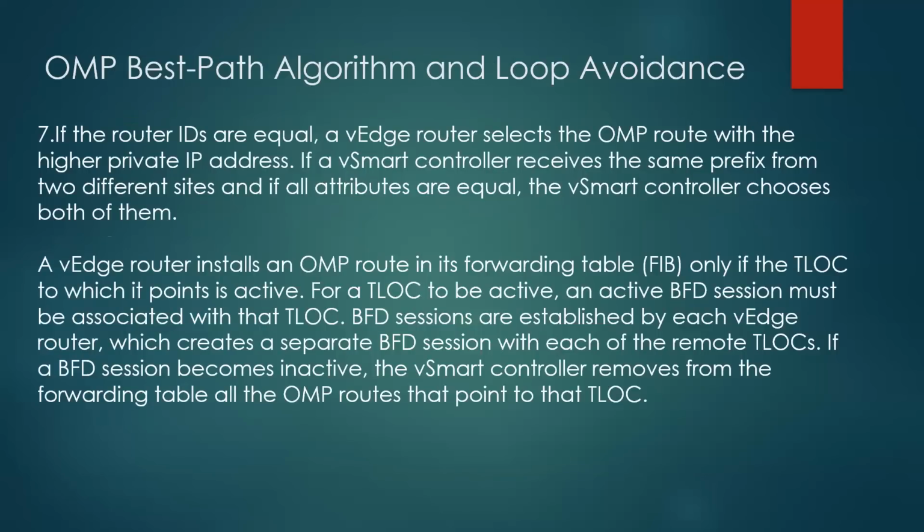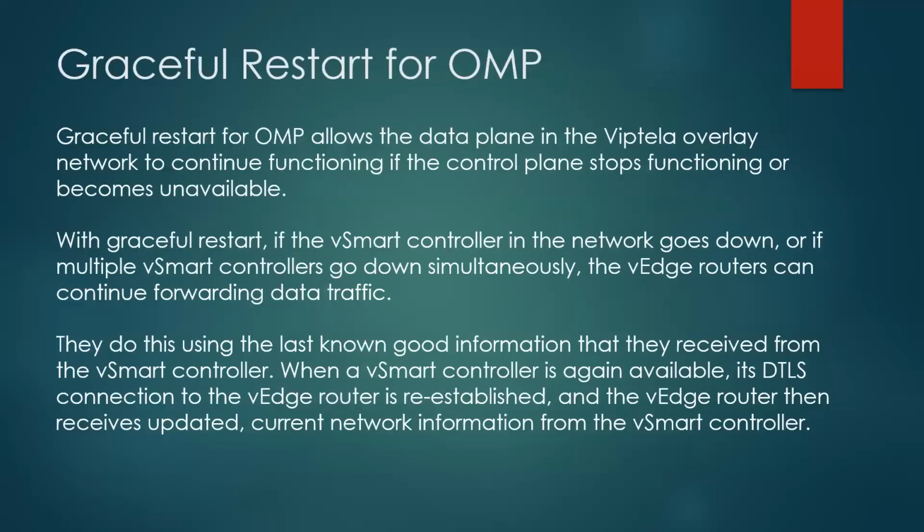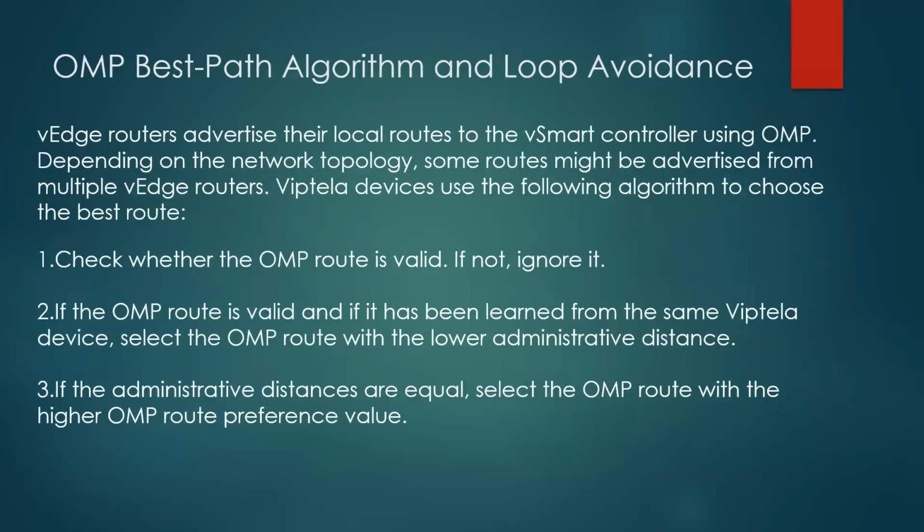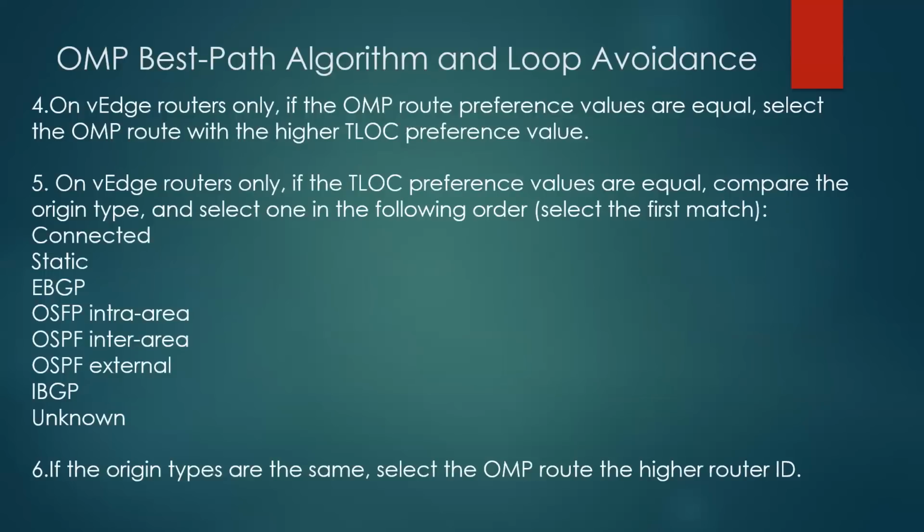If all these parameters are the same, then vSmart will mark them as equal routes with equal T-lock, equal attributes, and then the edge devices will install this as multiple active paths in their routing table. So very easy, straightforward, like we have in BGP attributes for path selection. Here we have the same.